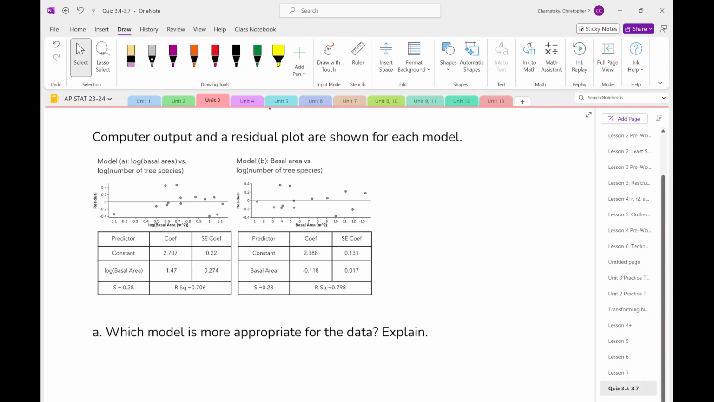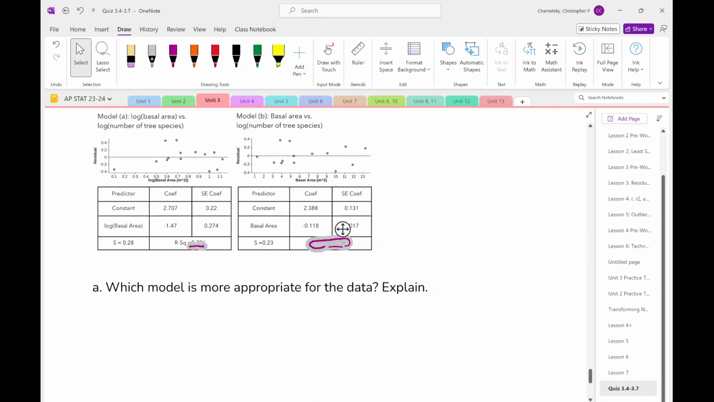There's also something else that we can look at to determine which one is more appropriate, and that is our R squared value. So 0.706 for Model A and 0.798. So this is the better model. So for two reasons, it's going to be Model B.